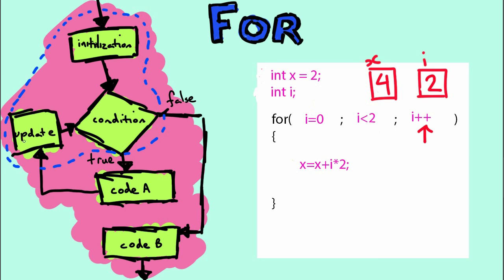After our update, we check our condition. Is i less than 2? No, it's not. So it's false, and so we go outside of our for loop and outside of the braces.